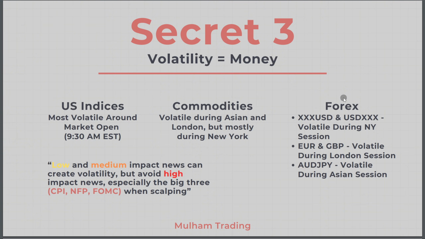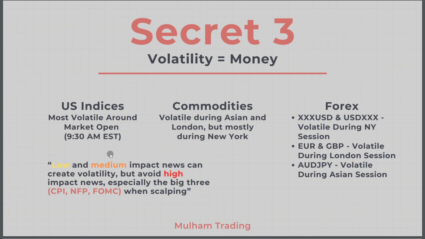So you want to focus on London and New York. Now, anything with USD, so you can go euro USD, pound USD, and then anything with USD at the beginning or at the end, that's going to be most volatile during New York session. Euro and pound volatile during London session. Now, low and medium impact news, again, that is another part of volatility. It's news. Low and medium impact news can create volatility. So that means you can trade the low and medium impact news.